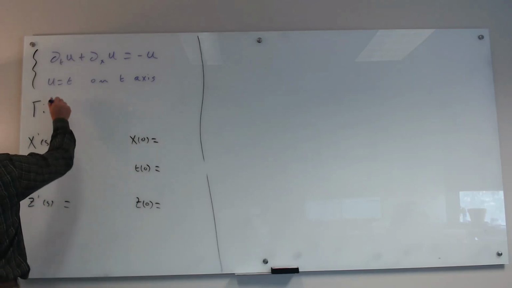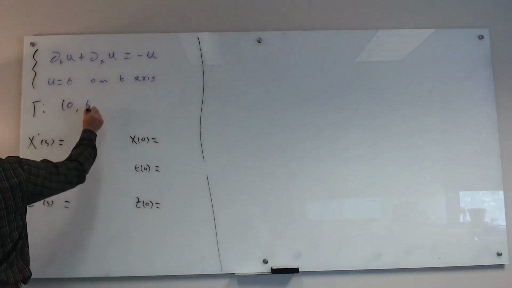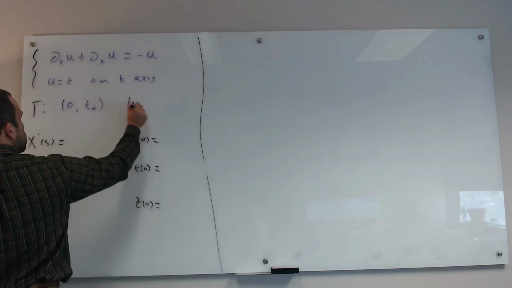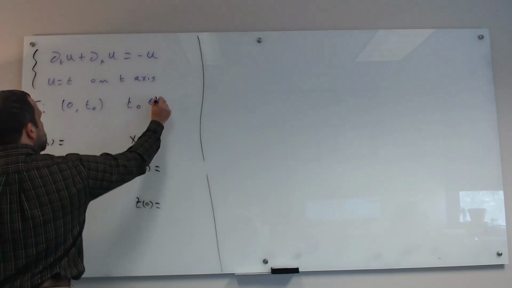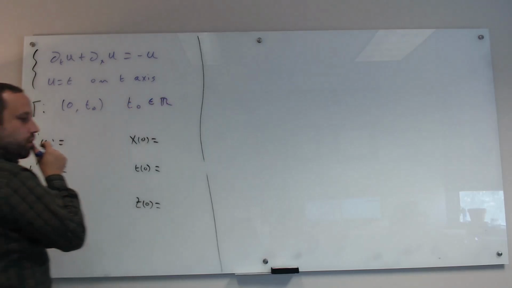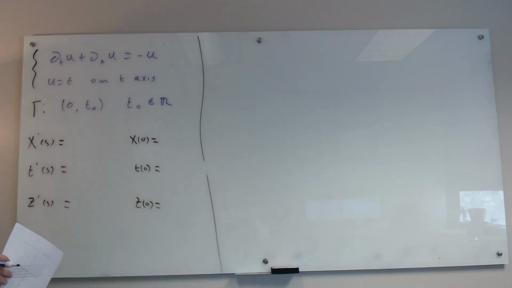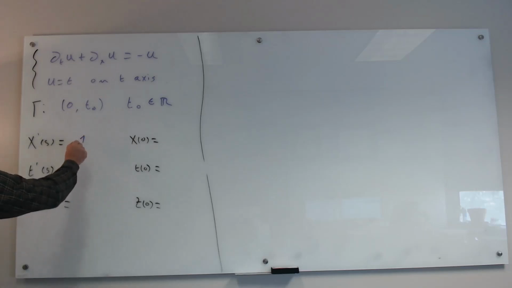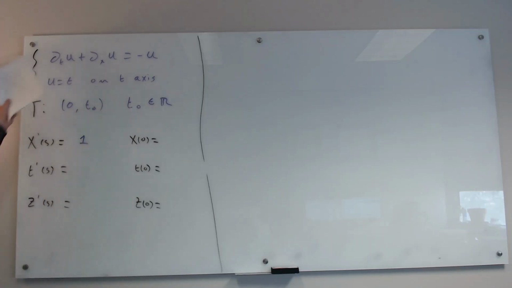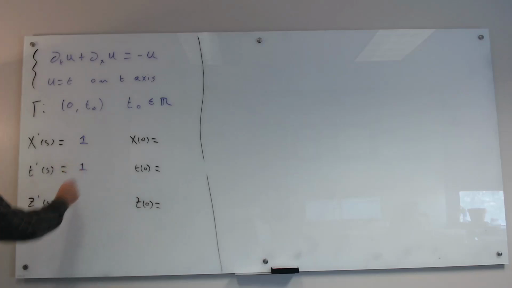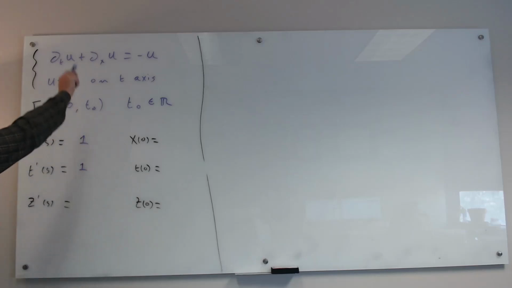Okay, so for the t-axis, we're going to have 0, comma t naught as our parameterization. Again, I could have that be a theta, have it 0 theta, but since we're on the t-axis, I'm going to use t naught, since I think that variable is a little more descriptive. Okay, so as always, x prime is going to be equal to whatever is multiplying the x derivative of u, which is 1. T prime is whatever is multiplying the t derivative of u, which is 1. And z prime is going to be the right-hand side.